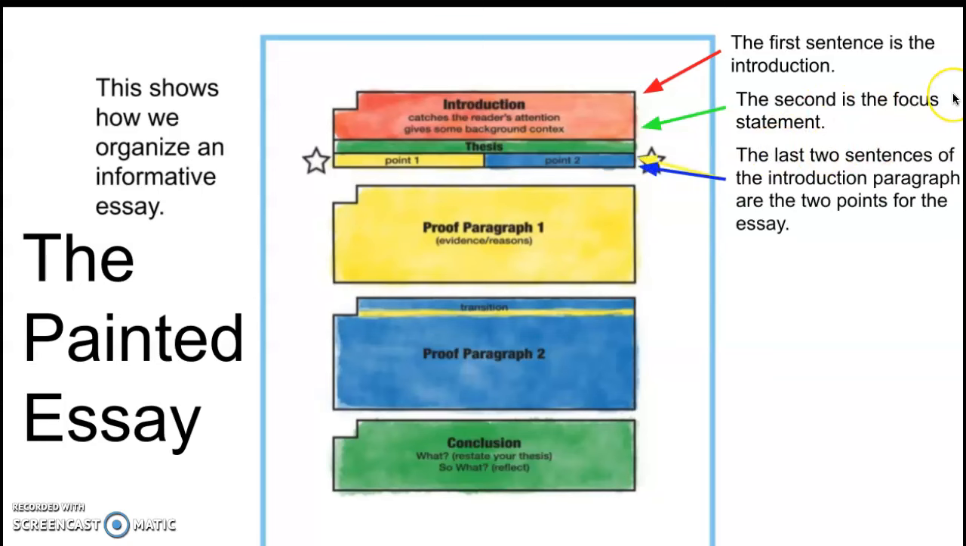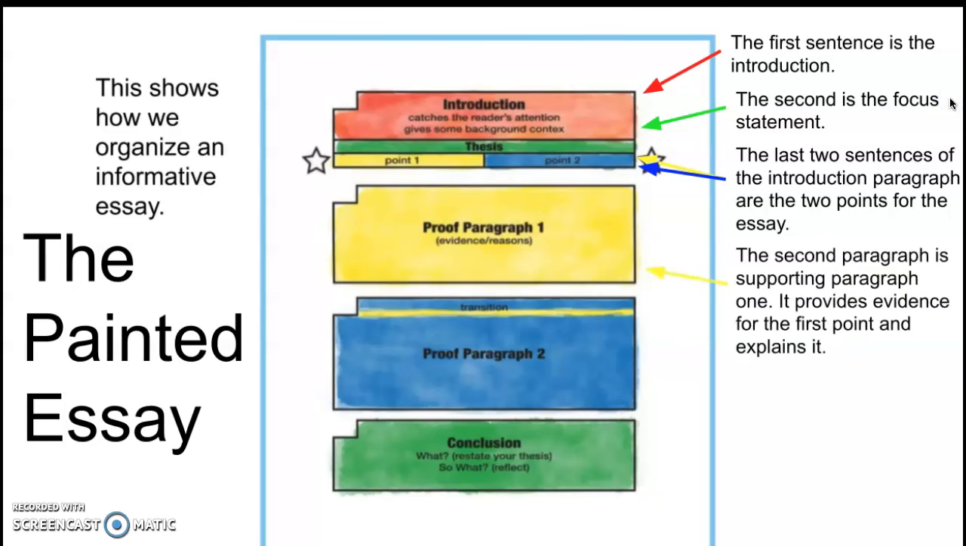The last two sentences of the introduction paragraph are the 2 points for the essay. The first one is in yellow and the second one will be highlighted blue. The second paragraph is the supporting paragraph 1. It provides evidence for the first point and explains it.